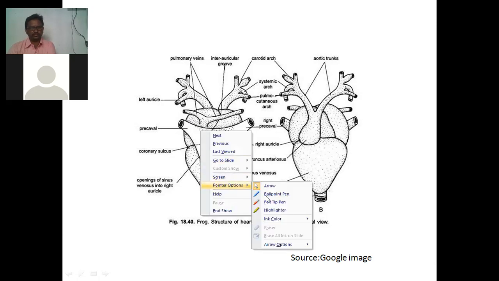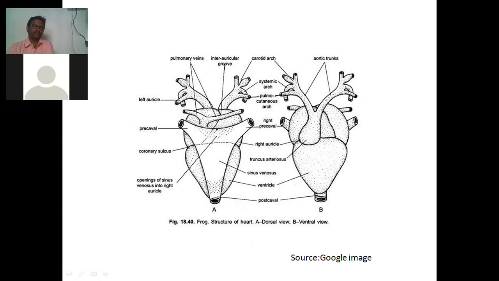Now see here, this is the important part that you are looking at in the dorsal view. Then we can see the opening of the sinus venosus into the right auricle. This can also be seen. So we are generally seeing the structure of the heart of this frog, Rana tigrina, and generally this type of heart is found in frogs or amphibians.